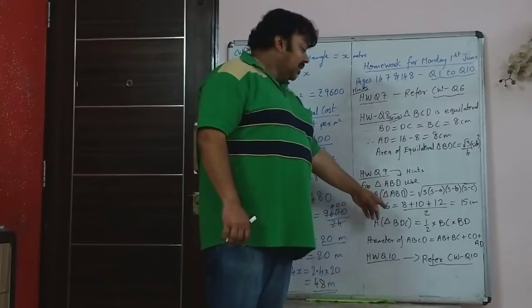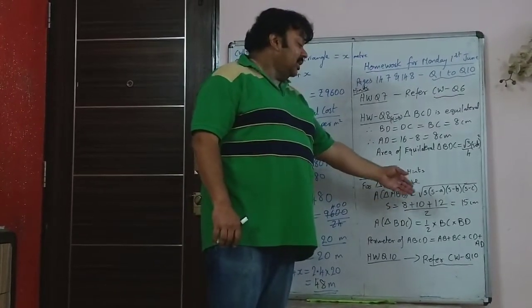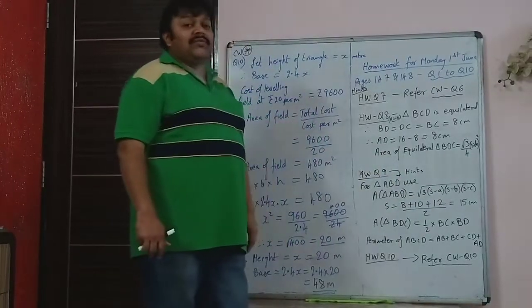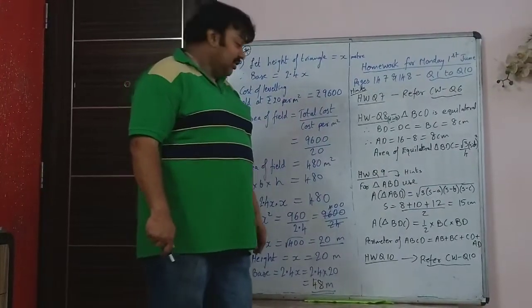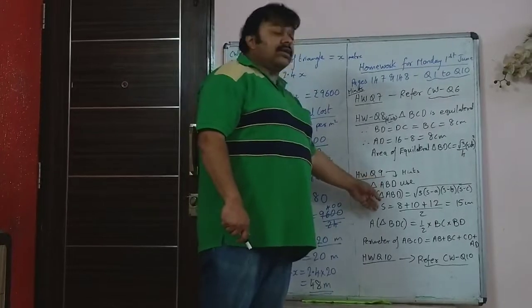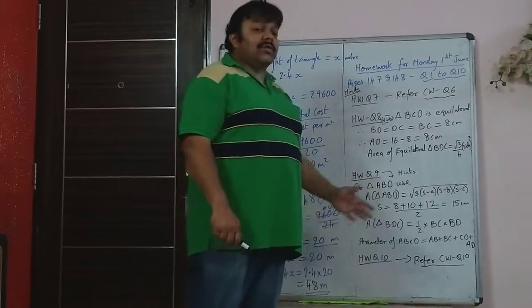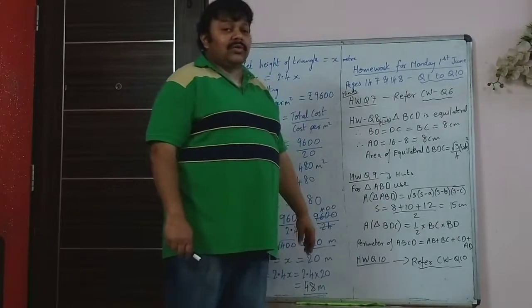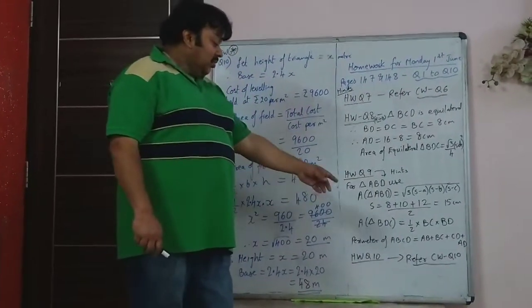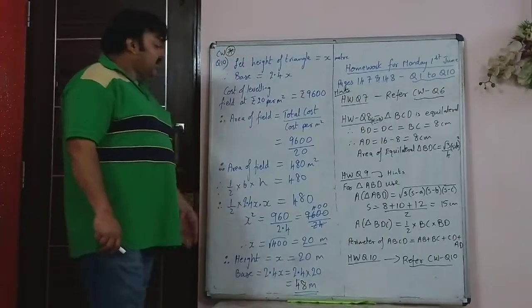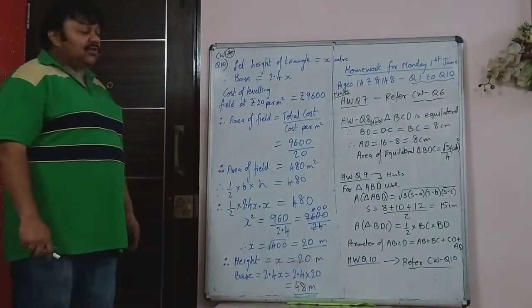Then in triangle BDC you know the BC and BD. So you can use half product of the 2 perpendicular sides and then add the 2 areas to get the total area of the figure. And same way perimeter of a quadrilateral is sum of all the 4 sides. And the last homework sum is identical to the sum which you have just solved.